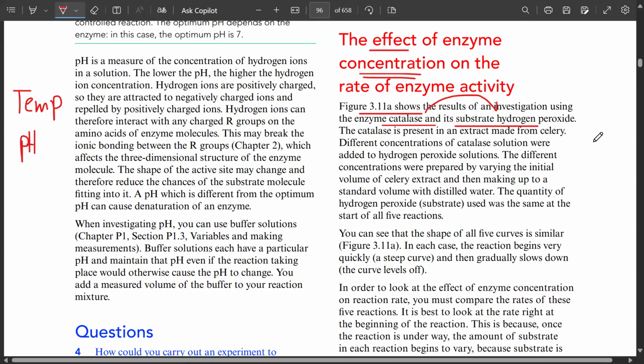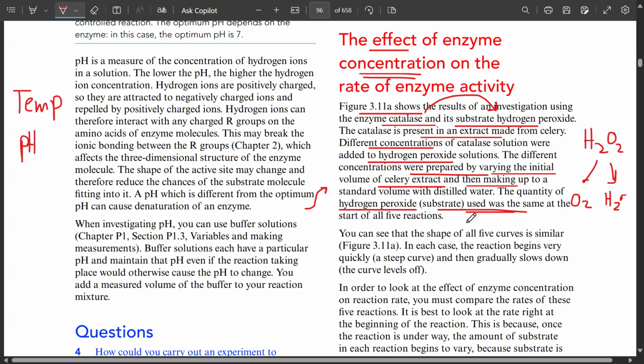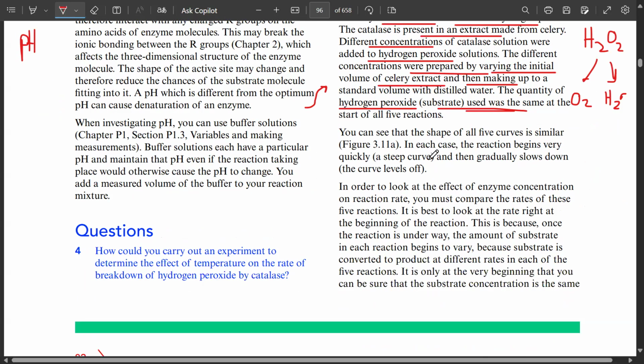What is the enzyme catalase that breaks down H2O2 into two products, O2 and H2? The same example is being used again and again here. The catalase is present in an extract made from celery, and different concentrations of catalase solution were added to hydrogen peroxide solutions. The different concentrations were prepared by varying the initial volume of celery extract and then making up to the standard volume with distilled water. The quantity of the hydrogen peroxide used was the same at the start of all five reactions.